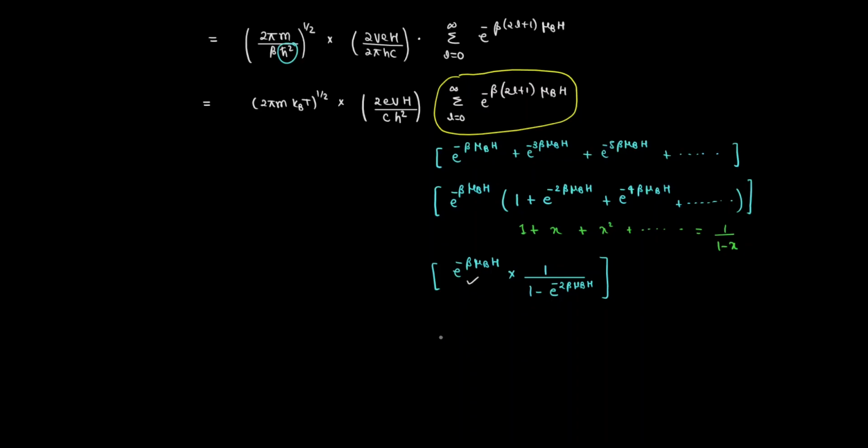Now here we can send this numerator to denominator, and we will get 1 over e raised to power beta mu vh minus e raised to power minus beta mu vh, which is a simpler form of sine hyperbolic function. So this will be equal to 1 over 2 sine hyperbolic of beta mu vh.